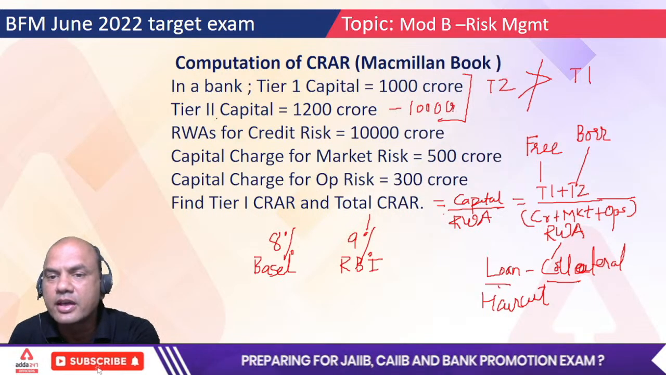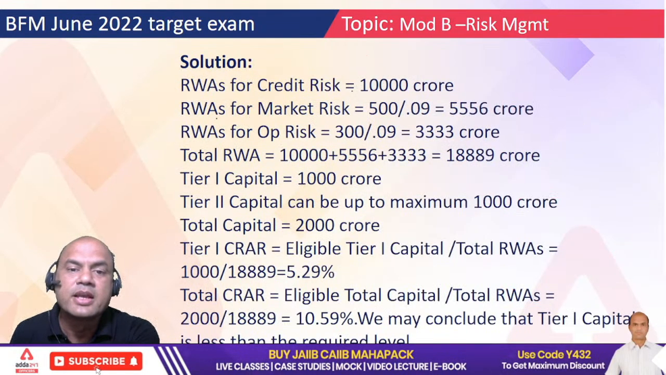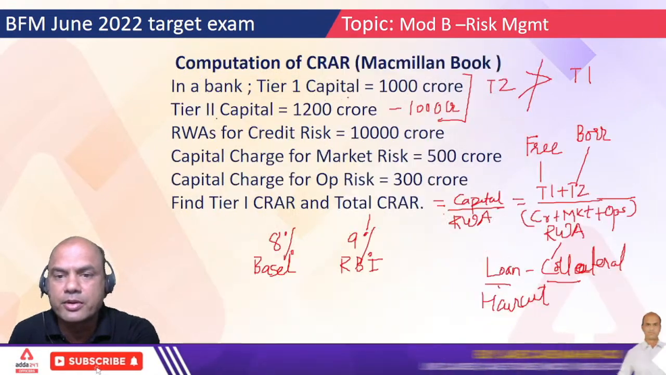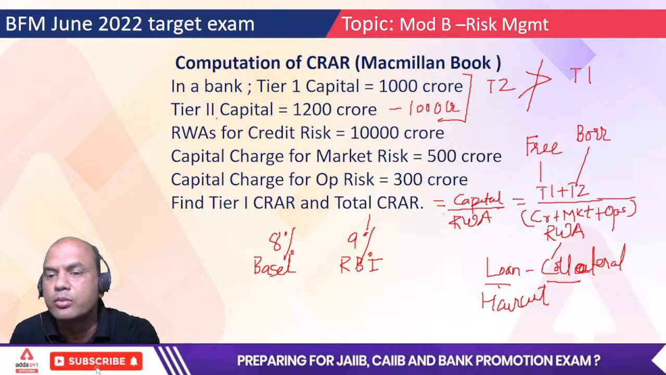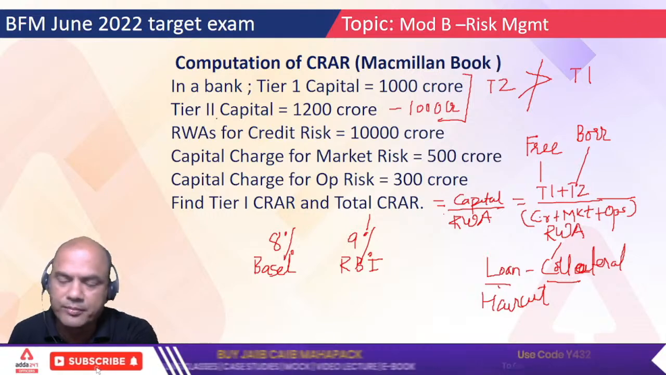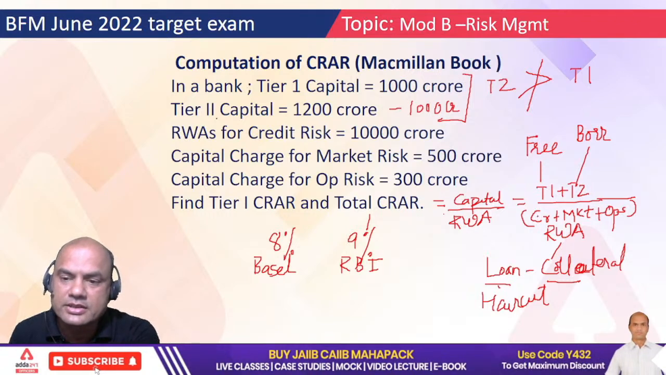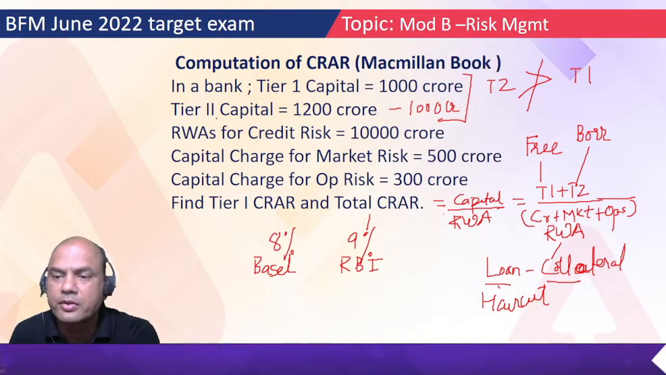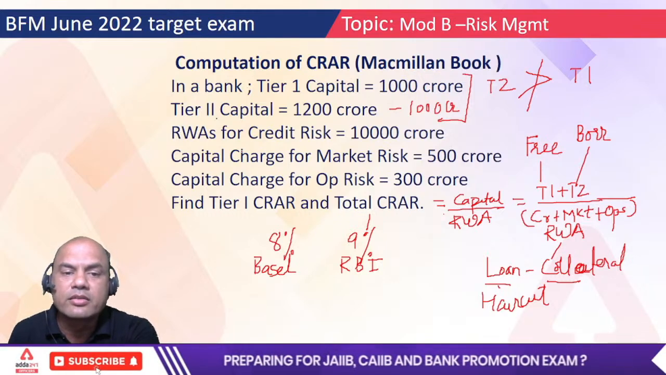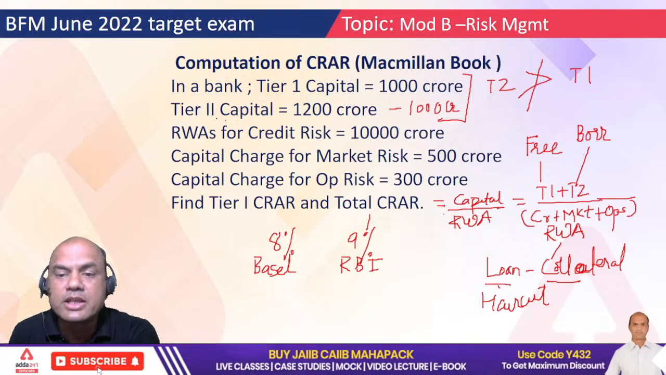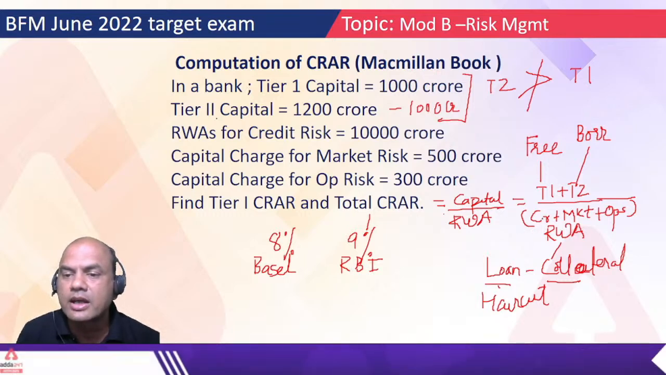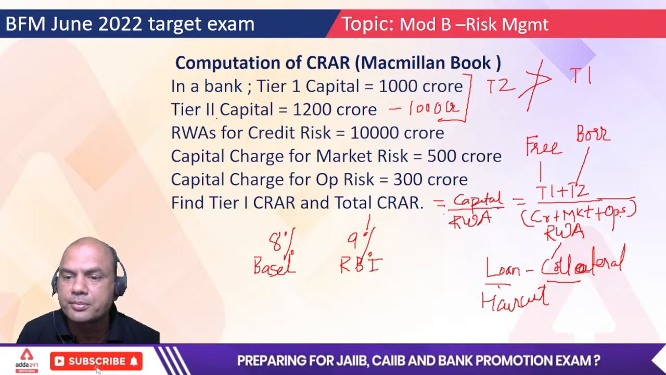Okay, CR. Now let's go to the solution. Firstly we'll find out the RWA, because our target is what? Risk weighted asset for the denominator, and tier 1 and tier 2 capital for the numerator. So let's move on to credit RWA, market RWA and ops RWA. What is given? RWA for credit risk is 10,000 crores. Out of these three, what are the three things over here? Credit RWA, market RWA and ops RWA.